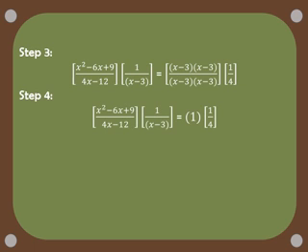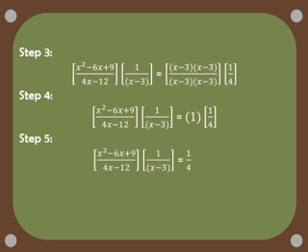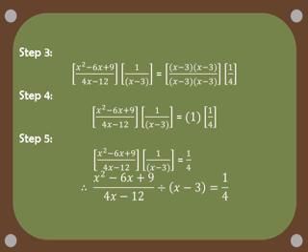So we need to multiply the remaining factors, which are 1 and 1/4. So by simplifying, x squared minus 6x plus 9 over 4x minus 12 multiplied by 1 over x minus 3 is just equal to 1/4. Therefore, x squared minus 6x plus 9 over 4x minus 12 divided by x minus 3 has the quotient of 1/4.